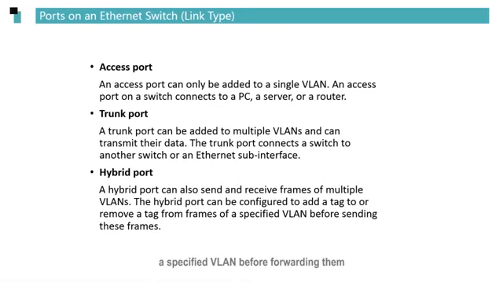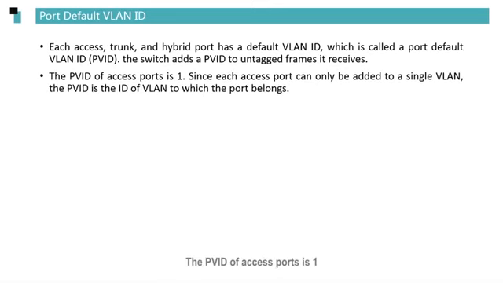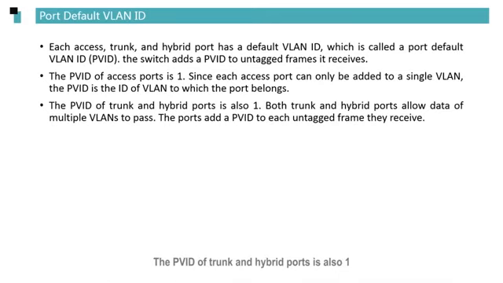The hybrid port can be configured to add a tag to or remove a tag from frames of a specified VLAN before forwarding them. Each access, trunk, and hybrid port has a default VLAN ID, which is called a Port Default VLAN ID, PVID. The port adds a PVID to untagged frames it receives. The PVID of access ports is 1. Since each access port can only be added to a single VLAN, the PVID is the ID of the VLAN to which the port belongs. The PVID of trunk and hybrid ports is also 1.